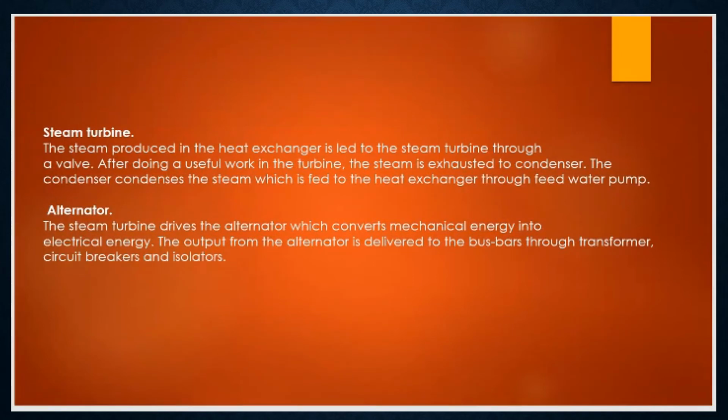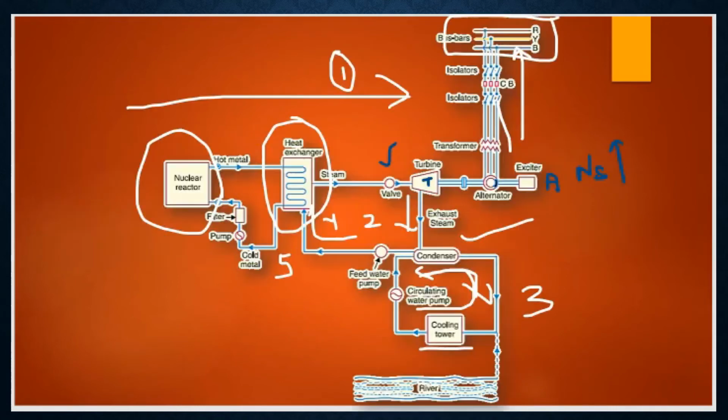The steam generated by the heat exchanger will go into the steam turbine. The steam produced in the heat exchanger is led into the steam turbine through a valve. After doing useful work in the turbine, the steam is exhausted in the condenser. The condenser condenses the steam, which is fed to the heat exchanger through the feed water pump. This is your feed water pump.